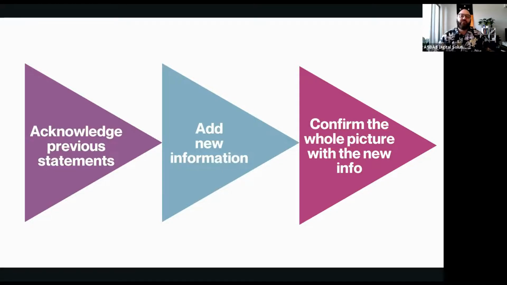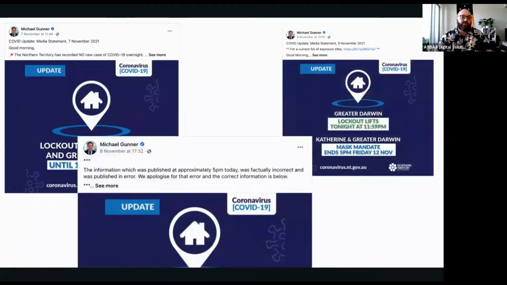So how does that look, for instance, when we go for, say, the Northern Territory government? The Chief Minister, Michael Gunner, was confirming that on the 7th of November, something was put out there that was not completely accurate. So on the 8th of November, it came out and said, the information which we published at approximately 5 p.m. today was factually incorrect and was published in error. We apologize. And now the correct information is below.